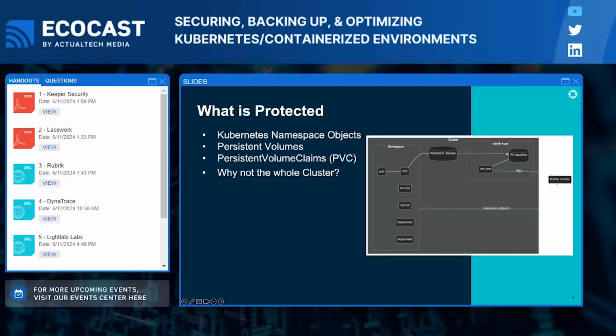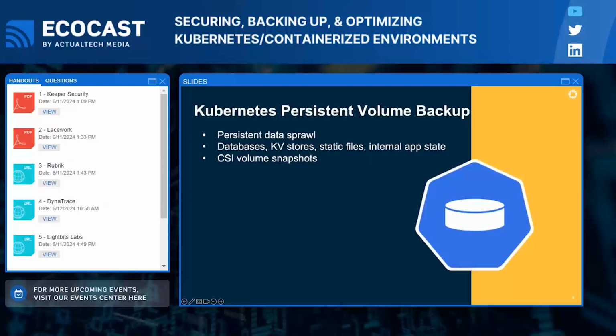What we're really focused on here, and a lot of different Kubernetes data protection solutions out there are focusing on, is the application itself. So everything inside this namespace, which is just a logical container, and the persistent volumes, the persistent data itself. So let's talk about Kubernetes persistent volume backup first, and then we'll talk about those Kubernetes objects and the reason we want to back those up.